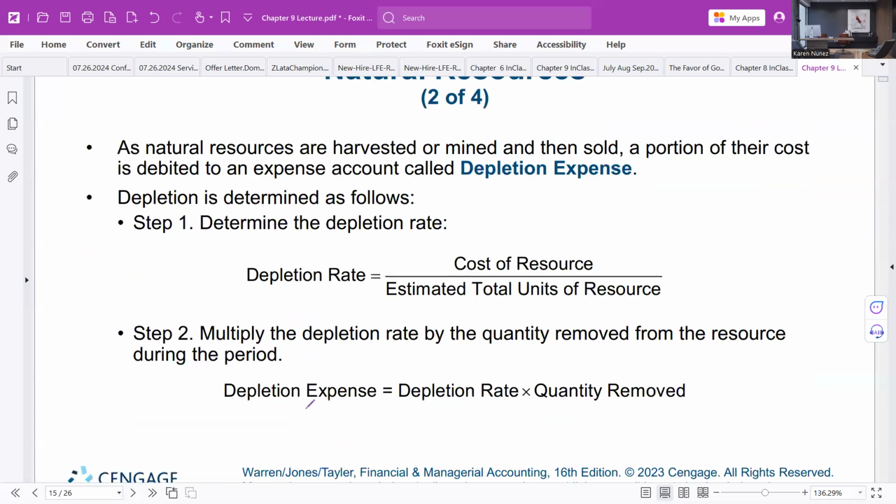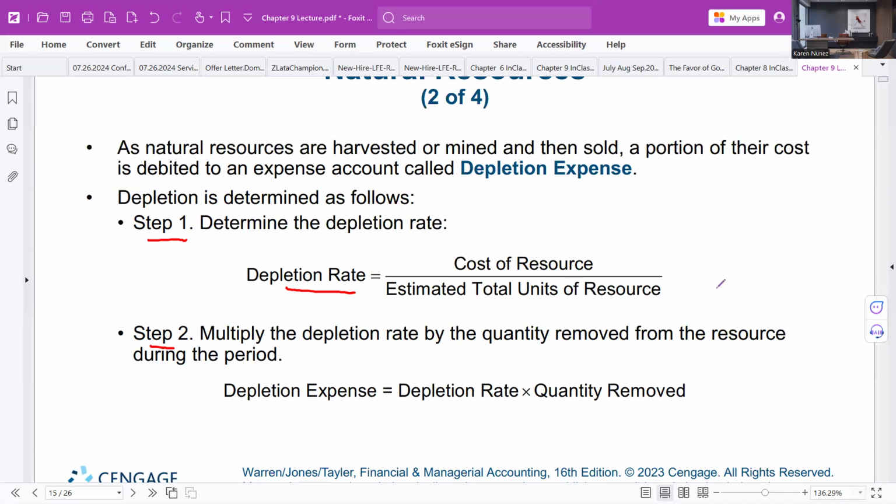So in this case, whenever we have a natural resource, the way that we allocate the cost of the natural resource to an expense account is a 2-step process. And that first step, we find what we call the depletion rate. And it's kind of like the units of activity method, right? We find a depletion rate, which is the cost of the asset divided by the estimated total units of the resource.